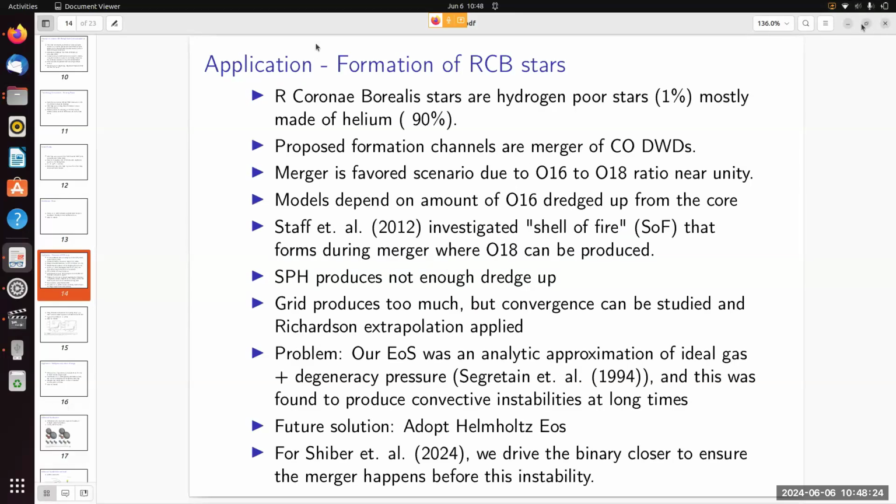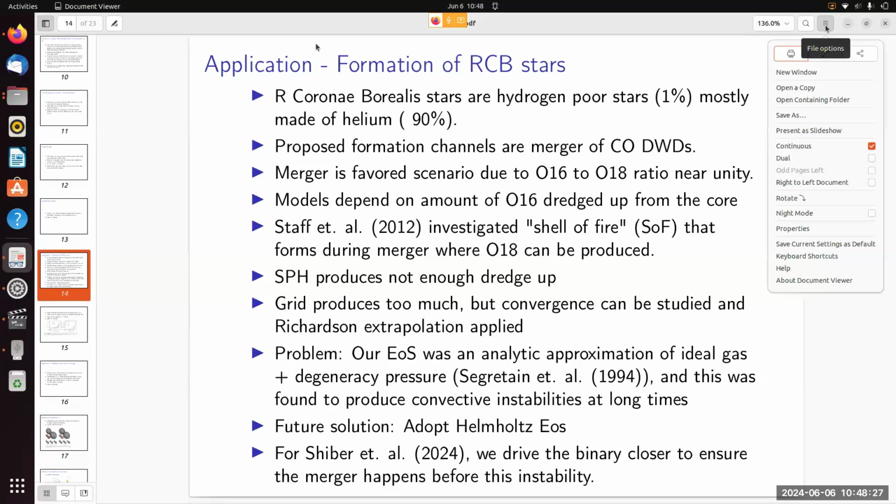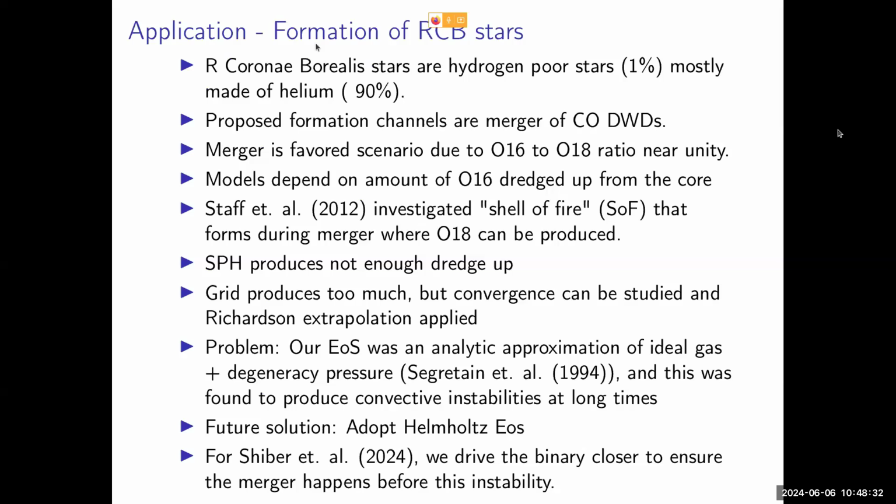So one of the things, probably the thing we most use it for as far as astro goes, is to study the formation of R Coronae Borealis stars. These are weird stars because they don't have much hydrogen, mostly helium. The proposed formation channels were a merger of carbon-oxygen white dwarfs or the final helium flash of an asymptotic giant branch star.